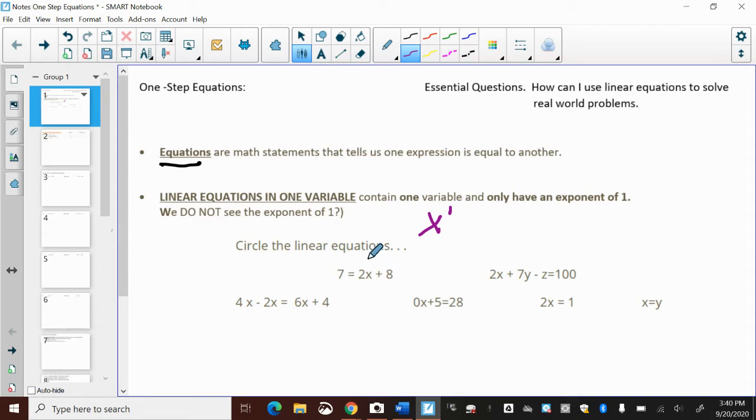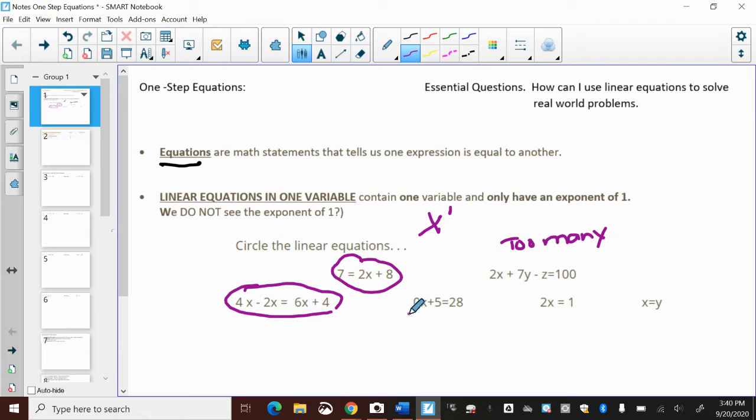So we want to circle the linear equations, looking for equations that have only one variable. This would be one. This would not be one. This one has too many variables. These have several terms. They are all just x, so that would make this linear, because eventually we would be able to combine that up.